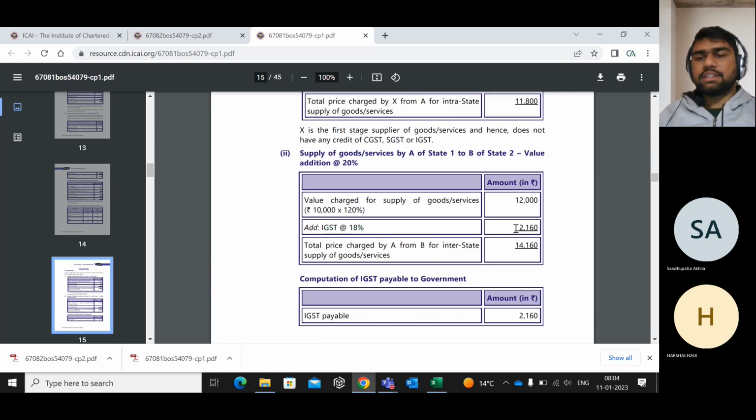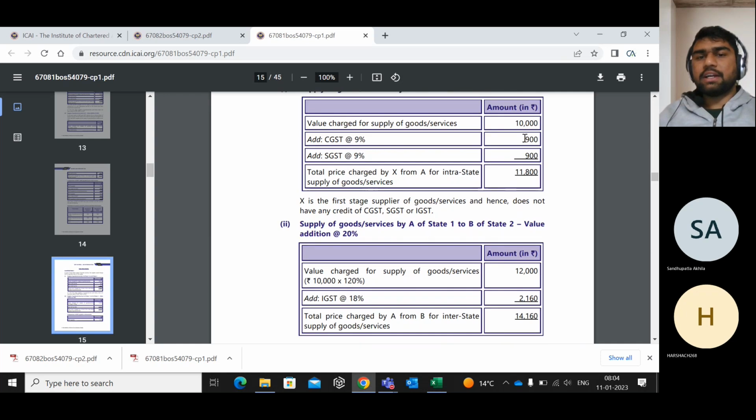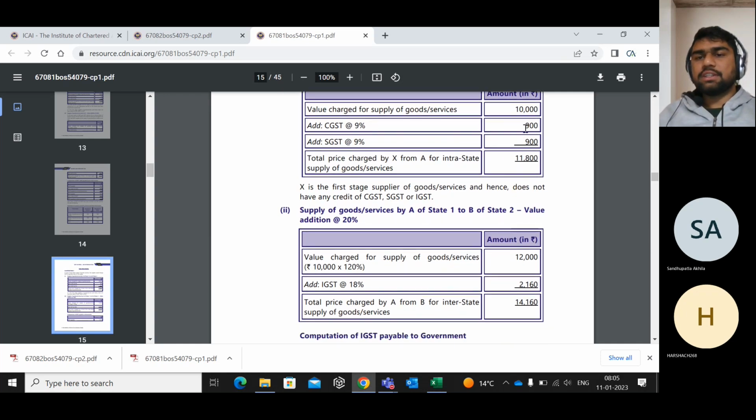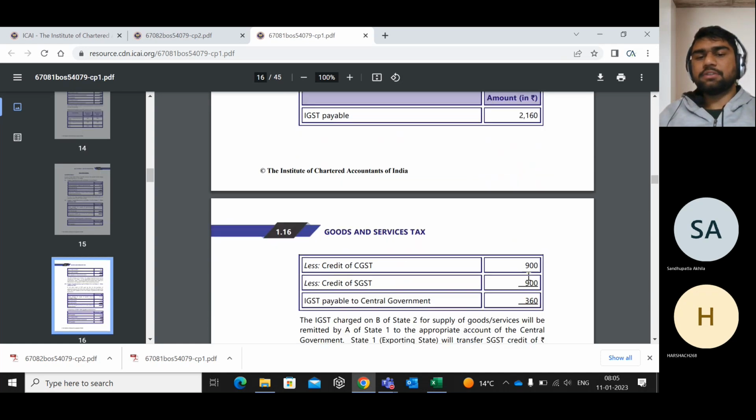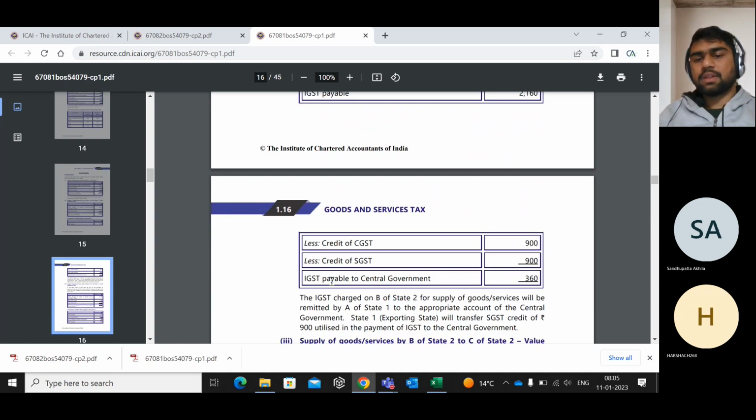As you can see, the IGST liability is 2160 here, and you have CGST and SGST credit of 900 each. For this, first the CGST credit will be utilized. After that, the SGST credit will be utilized. So the entire 1800 will be discharged. 2160 minus 1800, you have 360 remaining. That 360 you need to pay through the cash ledger.